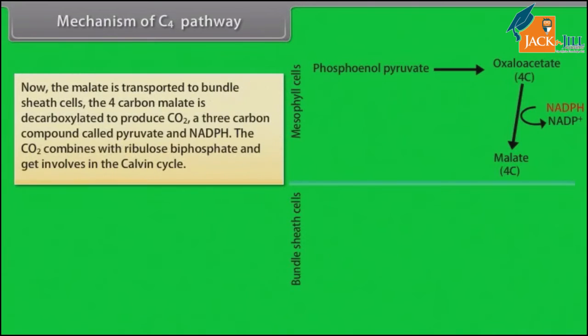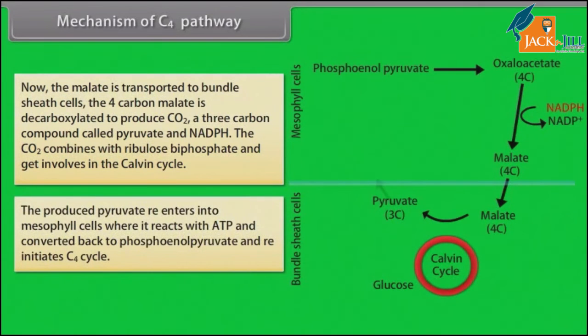Now, the malate is transported to bundle-sheath cells. The 4-carbon malate is decarboxylated to produce carbon dioxide, a 3-carbon compound called pyruvate, and NADPH. The carbon dioxide combines with ribulose bisphosphate and gets involved in the Calvin cycle. The produced pyruvate re-enters the mesophyll cells, where it reacts with ATP and is converted back to phosphoenol pyruvate and reinitiates the C4 cycle.